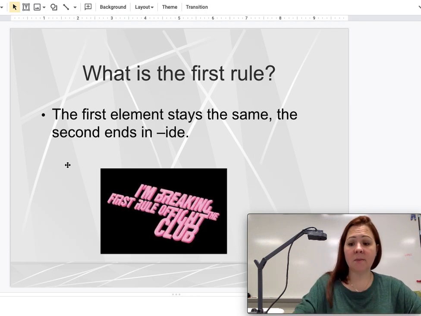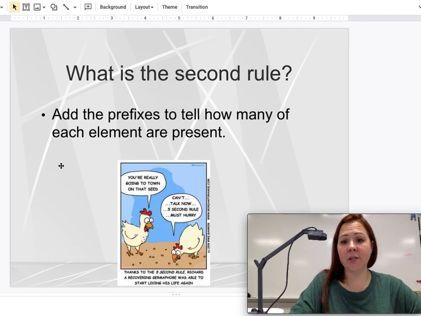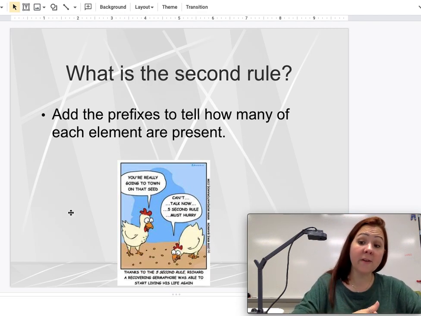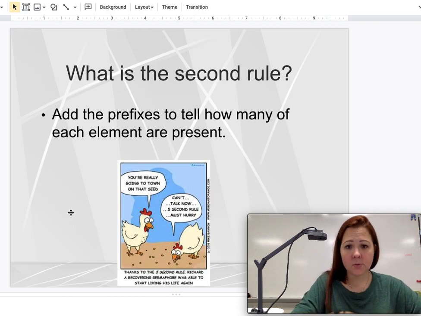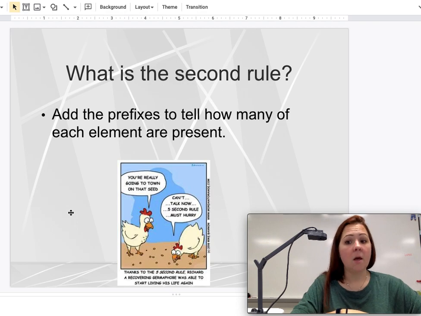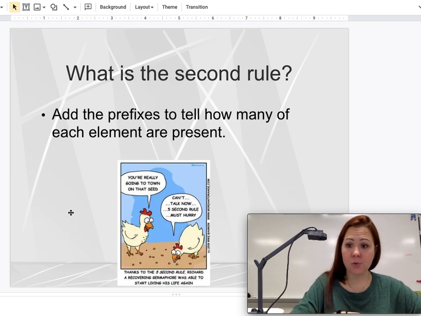So first element name stays the same. Second one, you're going to change to end with IDE. The second rule is you use those prefixes, mono, di, tri, all of those, to tell how many of the elements are present. Again, there's no charges, there's no swap and drops.